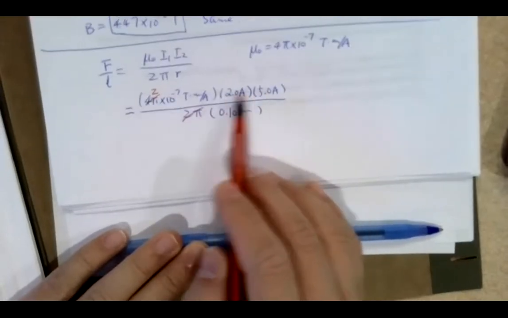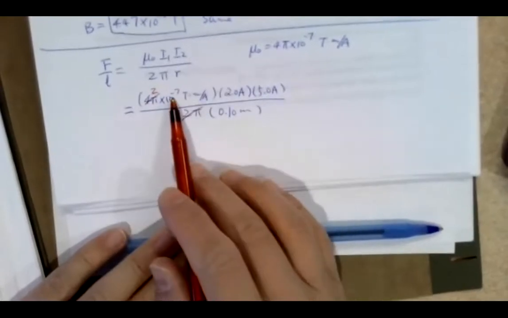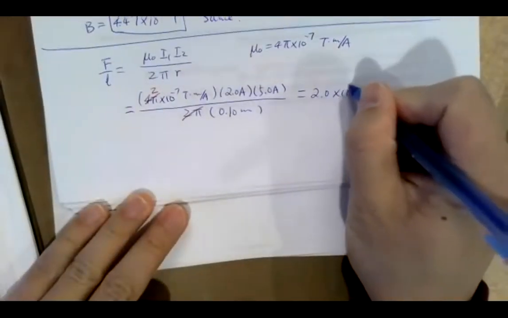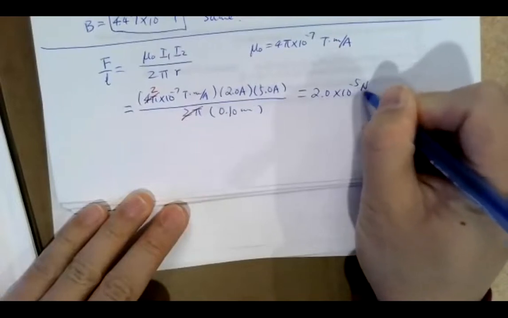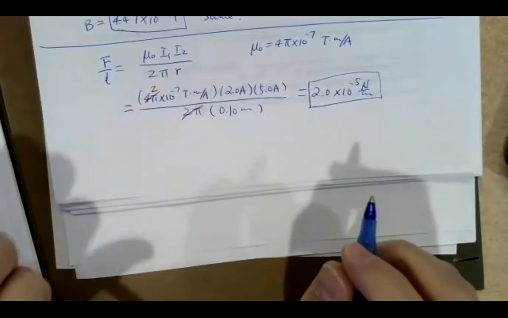So 2 times 5 is 10, so 20. Okay, so 20 divided by 0.1 will be 200, and 200 then will be 2 times 10 to the minus 5. That should be in newtons over meters. Okay, so that should be the magnitude.